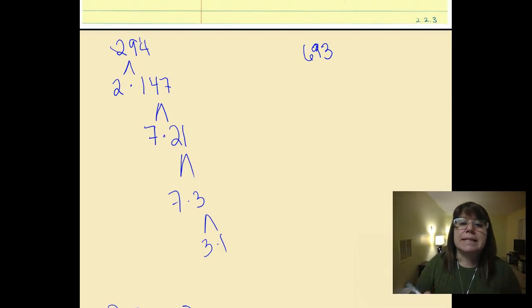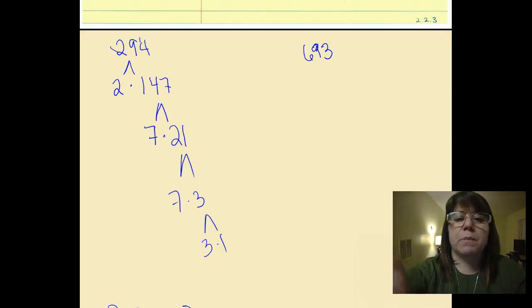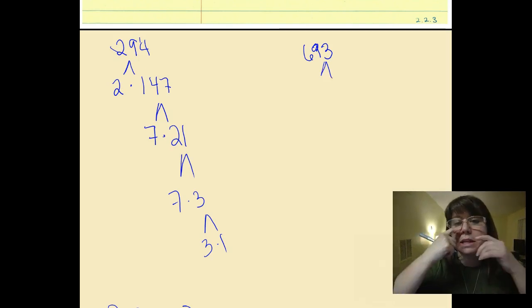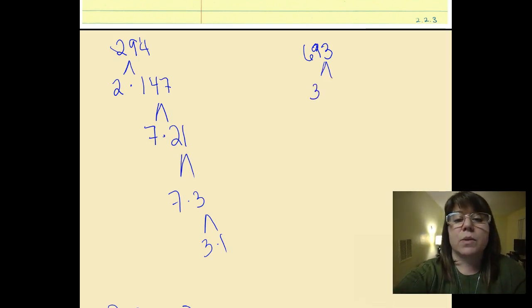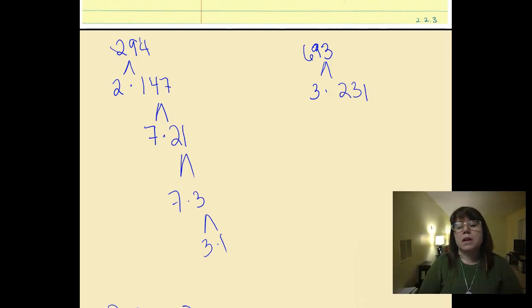Now, 693. Let's break it apart. Well, 2 doesn't go into it, but 3 does. 3 goes into 693. 3 goes into 6 2 times. 3 goes into 9 3 times. 3 goes into 3 1 time. Well, now I'm a little bit stumped, so I'm going to try a 3. I don't know. Let's try 3.